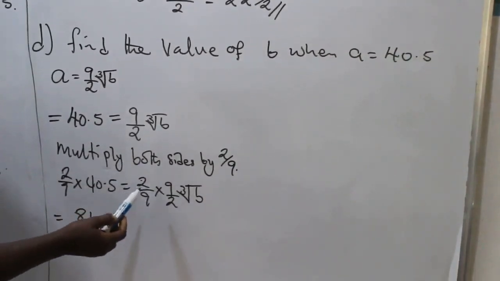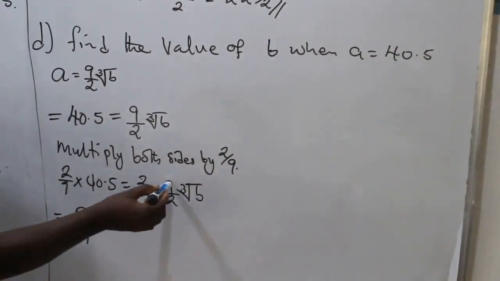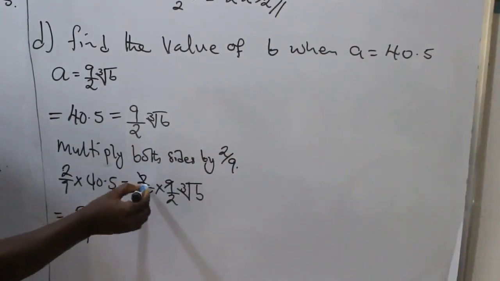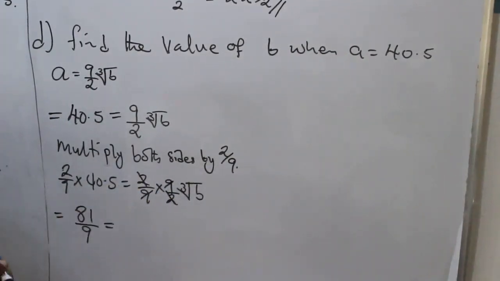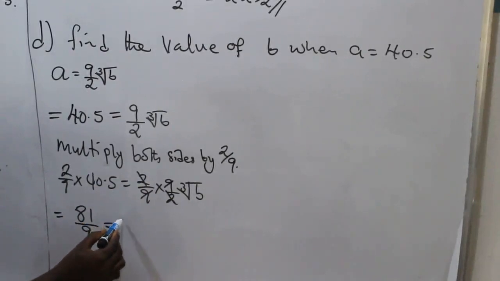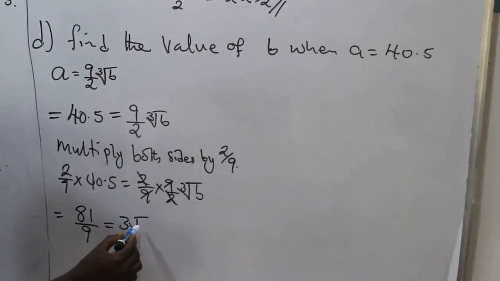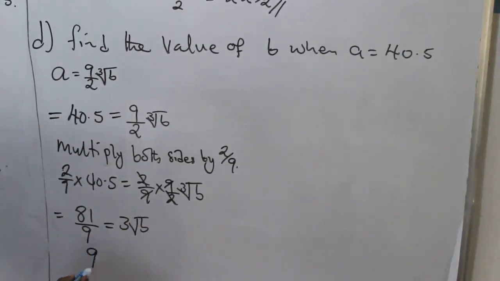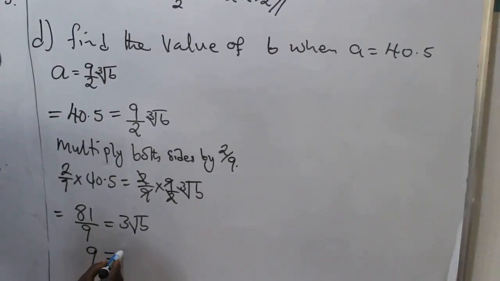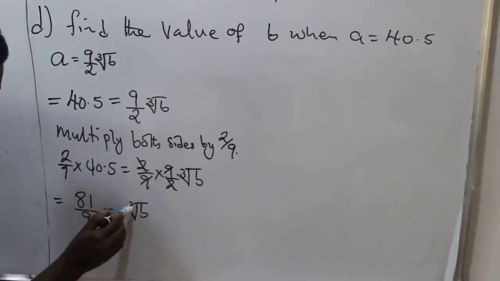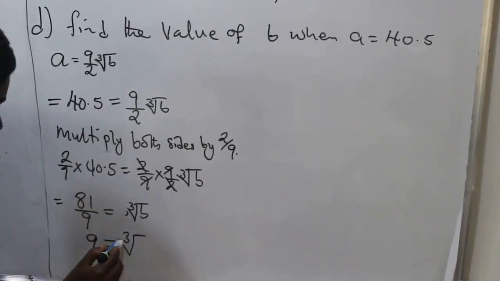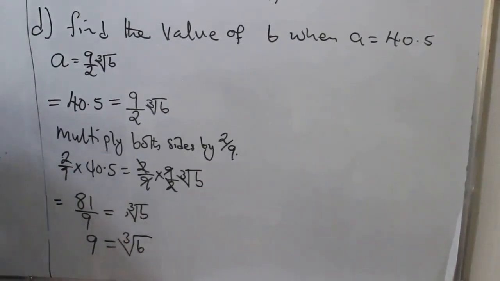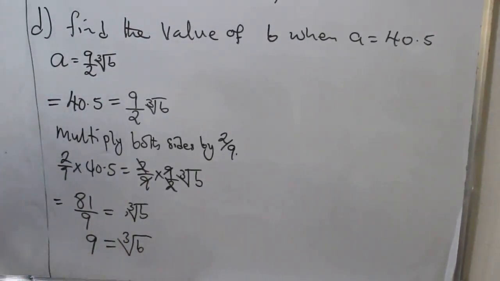They are inverse, so it can cancel. 9 can go into itself. 2 can also cancel 2. So we are left with 1. So we are left with now the cube root of B. 81 divided by 9 is what? 9. So we have 9 is equals to the cube root of B. We are looking for B, not cube root of B.